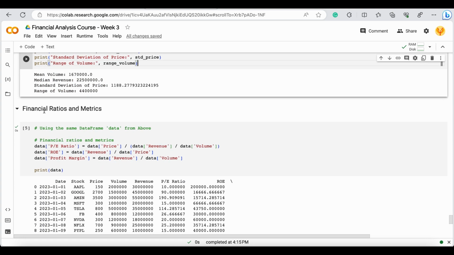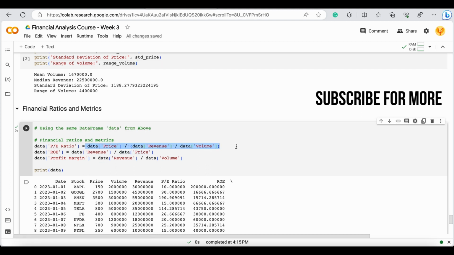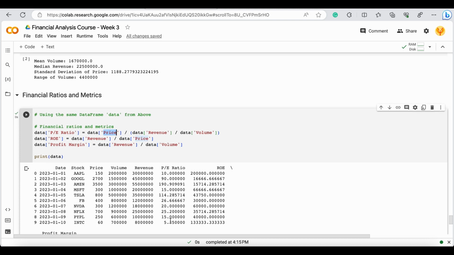Our next topic in this video is financial ratios and metrics. Whenever you go to any stock website or stock listing, you get to know what the PE ratio is, what the return on investment or ROE is, and what the profit margin is. Here are the exact formulas that you can use to calculate those on your financial or stock data. To calculate the PE ratio, you will need the price divided by the revenue and divided by the volume. In that way, you can calculate the PE ratio, the price to earnings ratio.